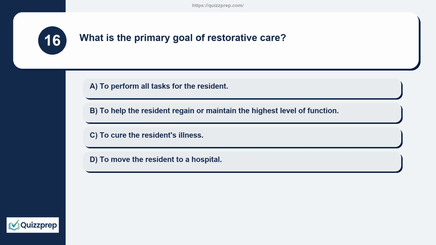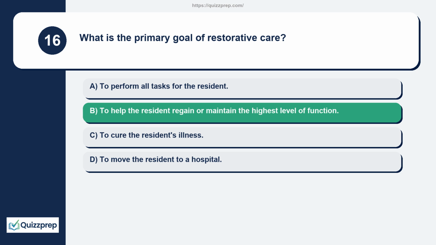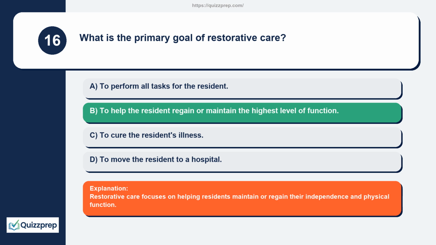Question 16. What is the primary goal of restorative care? To perform all tasks for the resident. To help the resident regain or maintain the highest level of function. To cure the resident's illness. To move the resident to a hospital. Restorative care focuses on helping residents maintain or regain their independence and physical function.